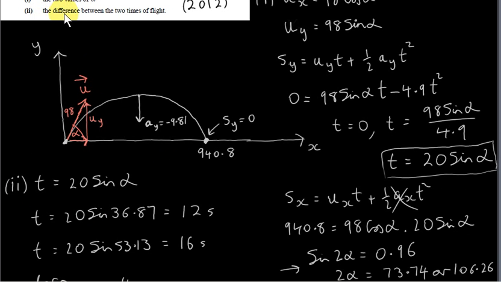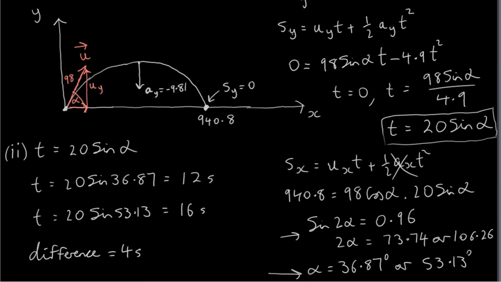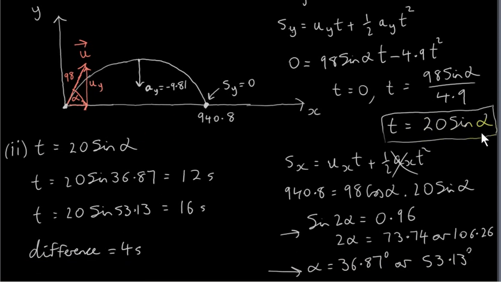In part 2 we want to find the difference between the two times of flight for each launch angle. So the time of flight is given by 20 sine alpha, so we plug each launch angle in turn into this. When we plug in 36.87, we get a time of flight of 12 seconds. That's the time taken for the particle to go from here to here if the angle is 36.87, and for the other angle 53.13 we get a time of flight of 16 seconds. The difference in the times is 16 minus 12, which is 4 seconds.